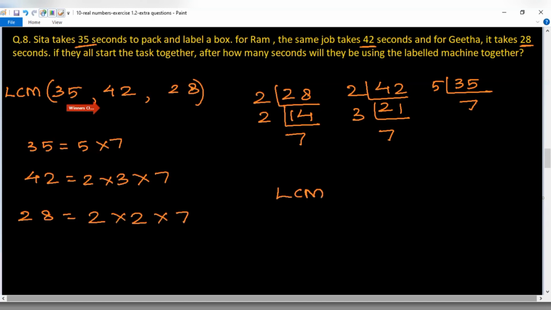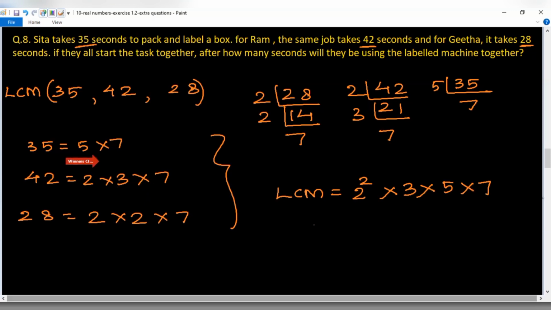Now we need the LCM, no? So we have to consider each and every factor with its highest power. See, 2 is here. The maximum power is here, right? 2 comes 2 times. So 2 square into, next we have 3, and maximum power is 1 time, right? 3 happened only 1 time, and then 5 again 1 time, then 7 also 1 time. So this is the LCM.